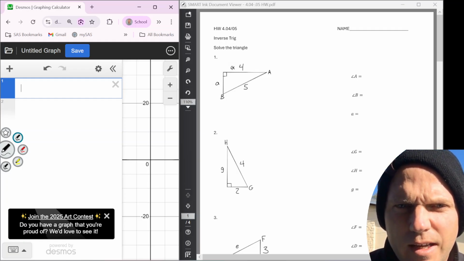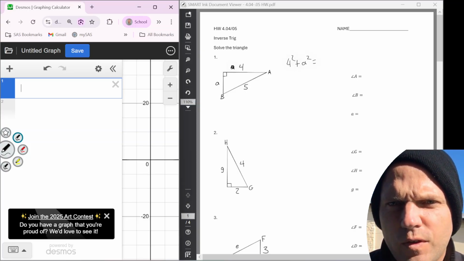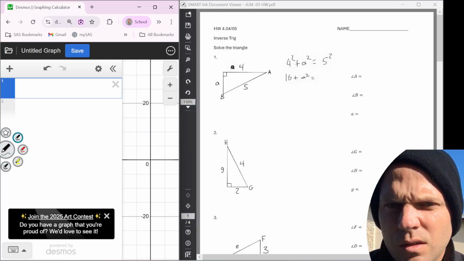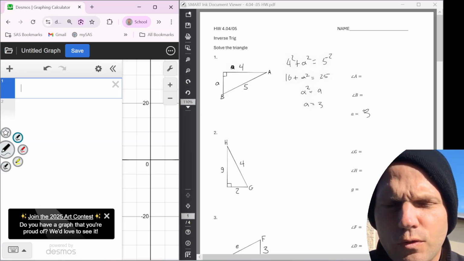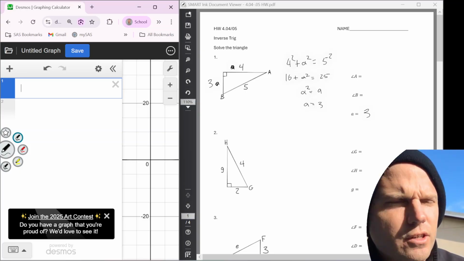We understand that the Pythagorean theorem can be used to find side lengths of a right triangle, and this is a right triangle. And we can find that A is 3. Great, so this is a 3, 4, 5 right triangle. Oh, cool. It's one of those special right triangles.